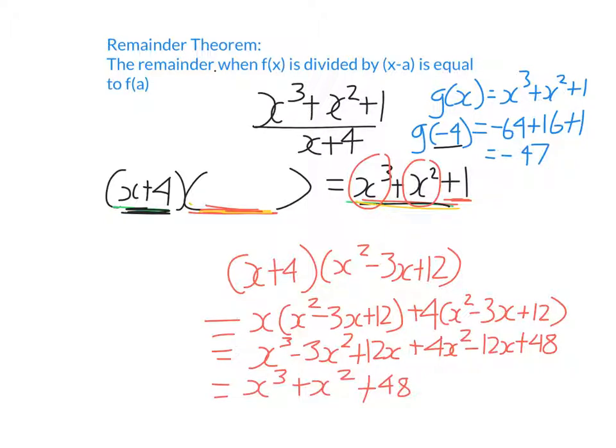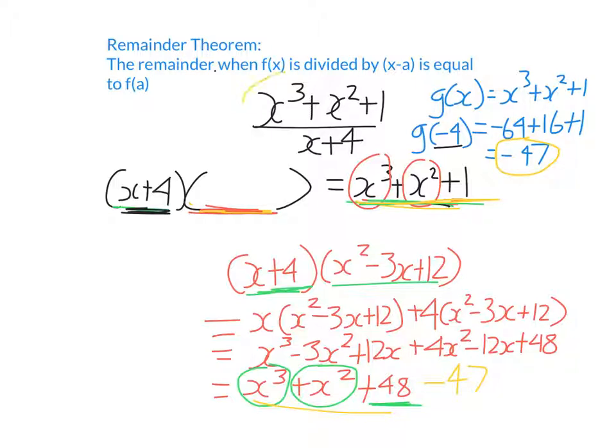So what essentially I found is the best possible polynomial I can multiply by this to get near this. Because if I multiply these two together, notice that the x cubed and x squared terms are right, but the number I get here is a little different. As you can see, if I want this polynomial to equal this one, I also need to subtract 47, and that's exactly the number I got here. And that's what the remainder theorem is saying.